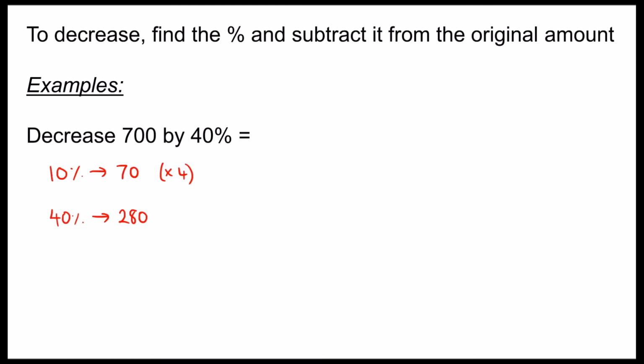In order to decrease 700 by 40%, I need to take the original amount of 700 and take away 280 from it. So, working this out, 0 take away 0 is 0. In order to do the next part, I need to borrow, so 7 becomes 6, and I get 10 take away 8, which is 2. And lastly, 6 take away 2 is 4, meaning decreasing 700 by 40% gives me 420 as my answer.